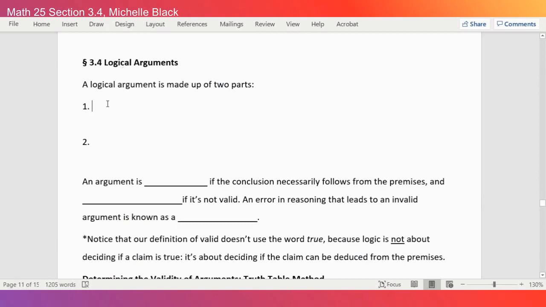A logical argument is made up of two parts. The first part is a premise or premises. And the second part is a conclusion based on those premises.